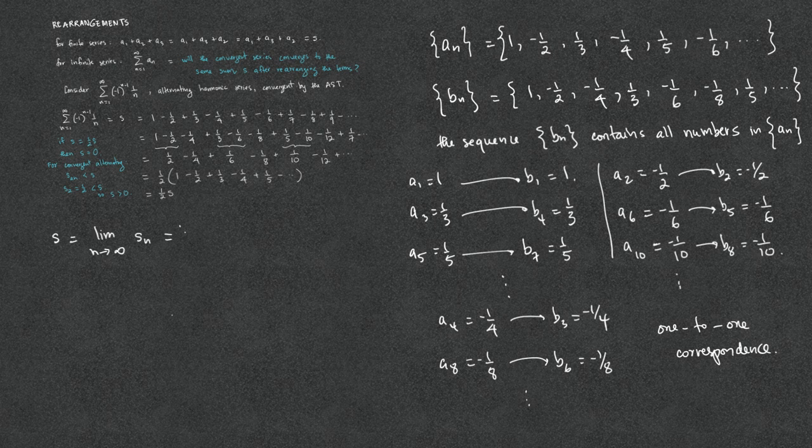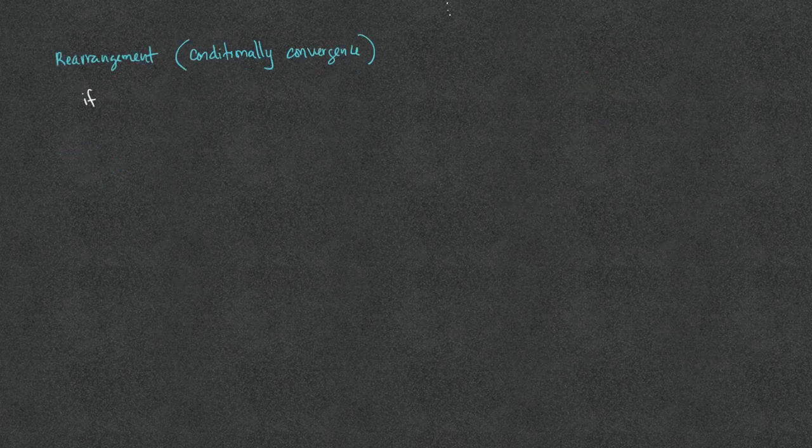Recall that the sum of an infinite series is the limit of the partial sums. So because of the limit, there is no reason why we should assume the sum of the series a sub n is the same as the sum of the series b sub n, because a sub i is not the same as b sub i. For example, in our example, we see that a sub 3 is not the same as b sub 3.